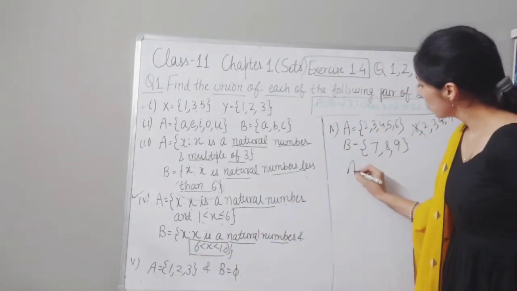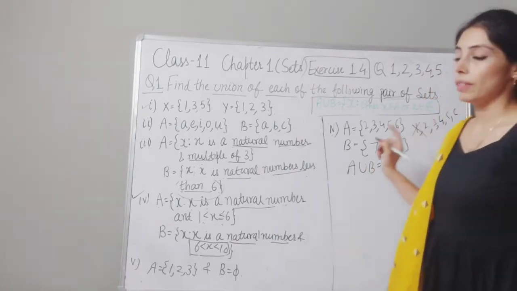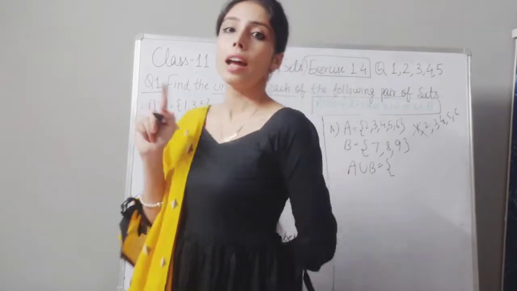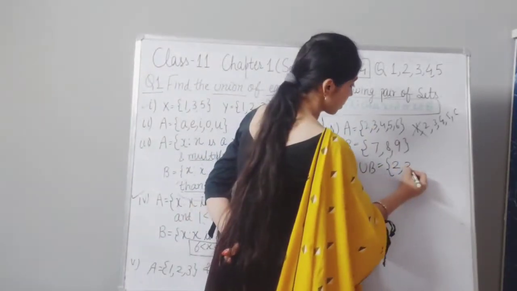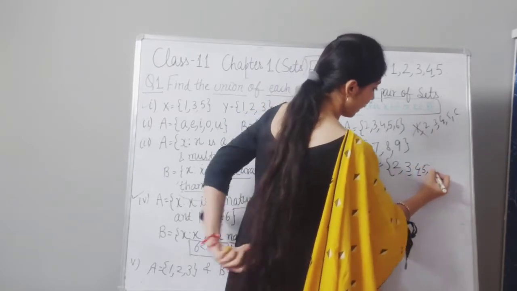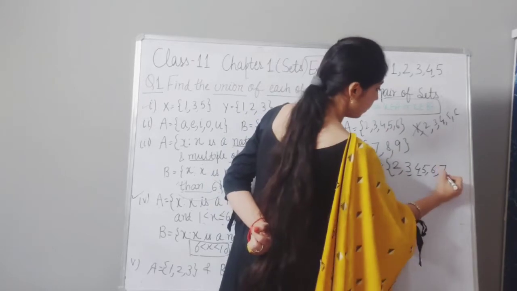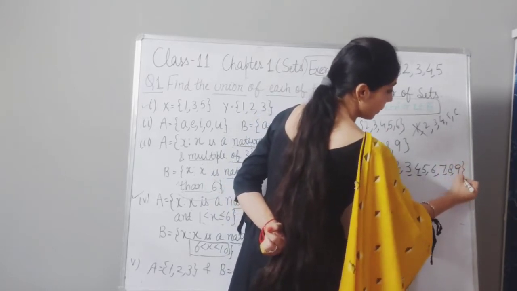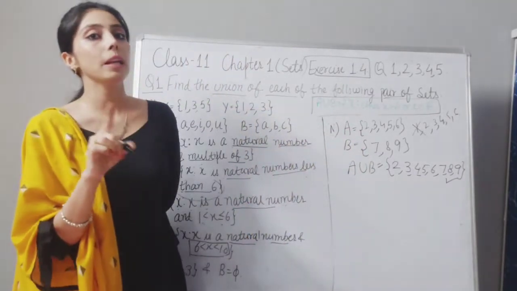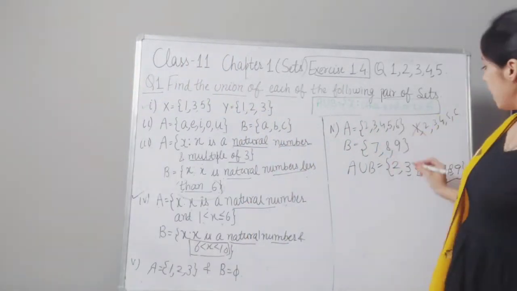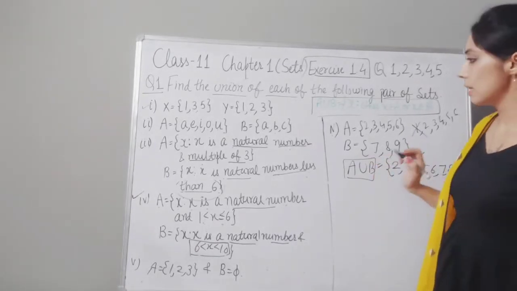Okay. So what about A union B? A union B will contain those x which are either in A or in B. So this will contain 2, 3, 4, 5, 6, these 5 elements, and all the elements of B. This is a union of A and B. If some element is repeated, then we can't write it 2 times. Okay, so A union B is this.